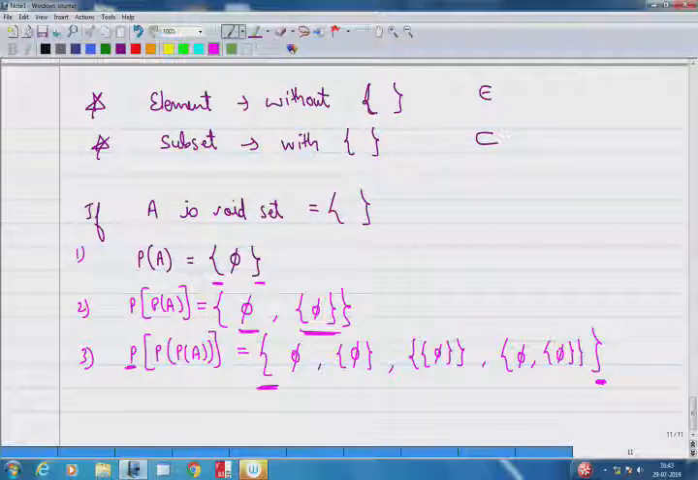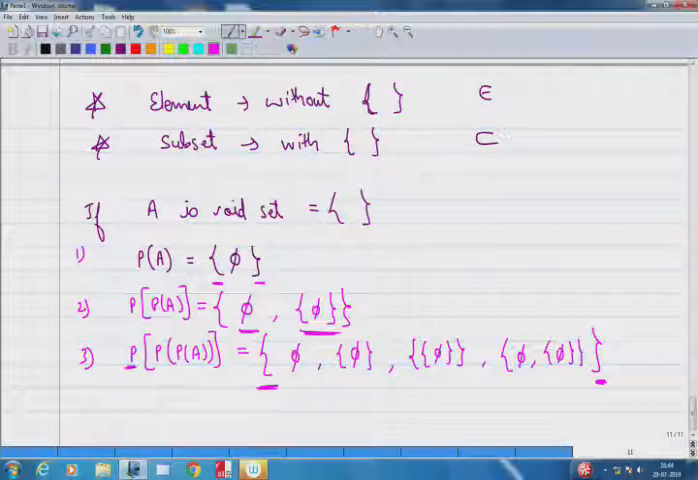Are you getting it now? So you can see there are 4 subsets. And when we do some more examples, it will be clear. I know in the starting it is a little bit difficult to understand, like how to write the power set, how to write the subsets. When we do more examples, it will be clear to you.